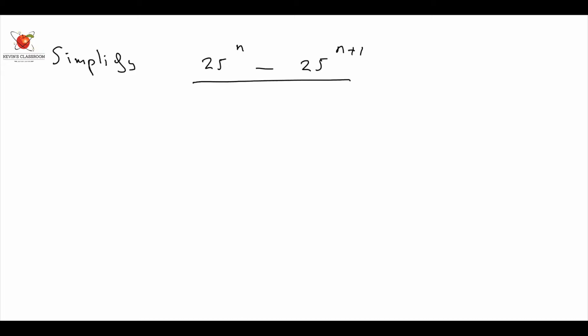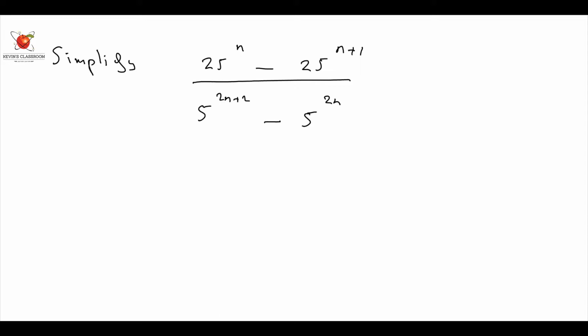We're going to do an exponent. This is one that my student sent me, and it was the following. Simplify: 25 to the power of n minus 25 to the power of n plus 1, divided by 5 to the power of 2n plus 2 minus 5 to the power of 2n.